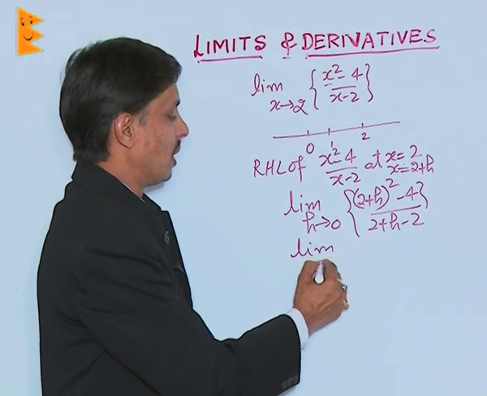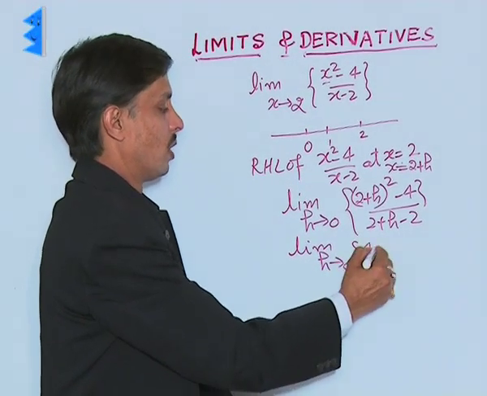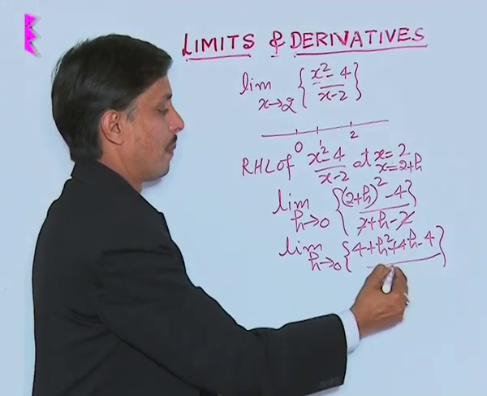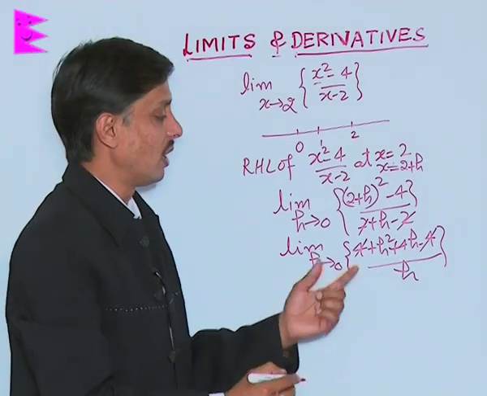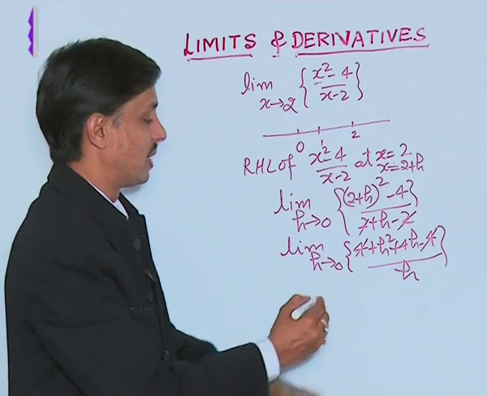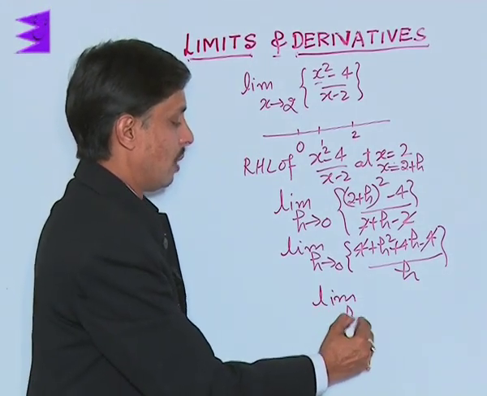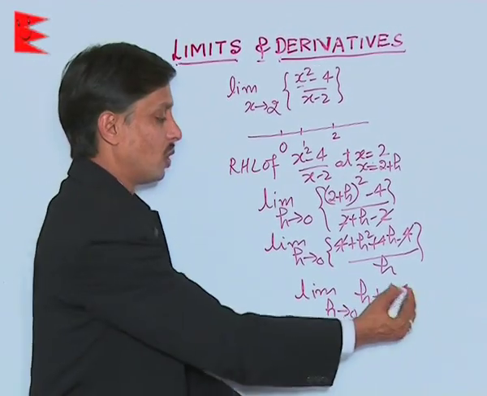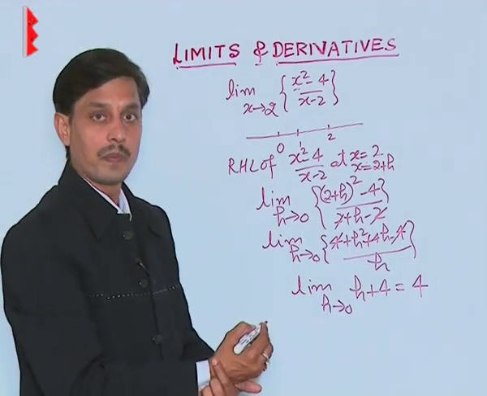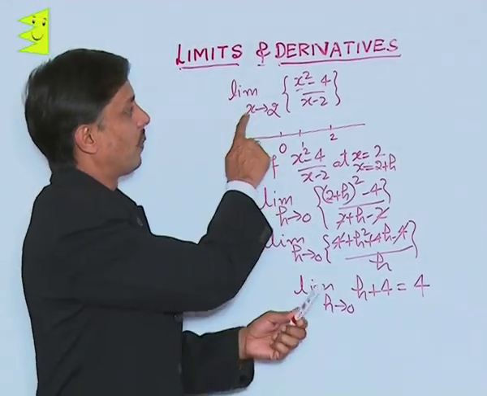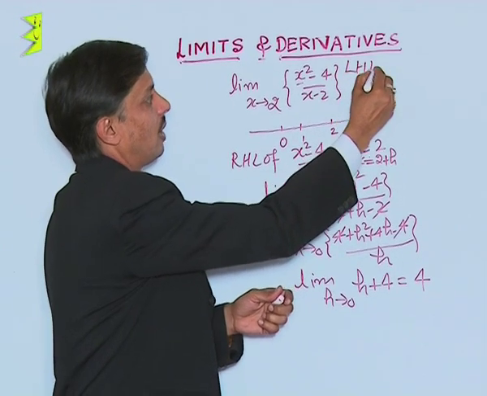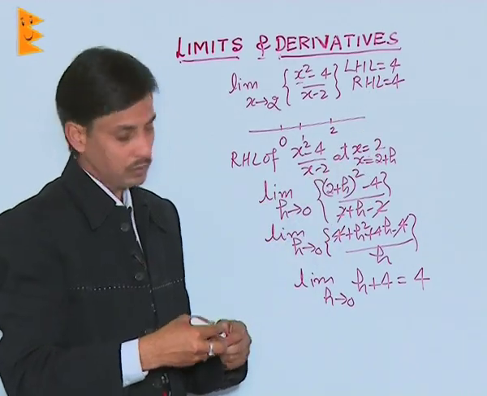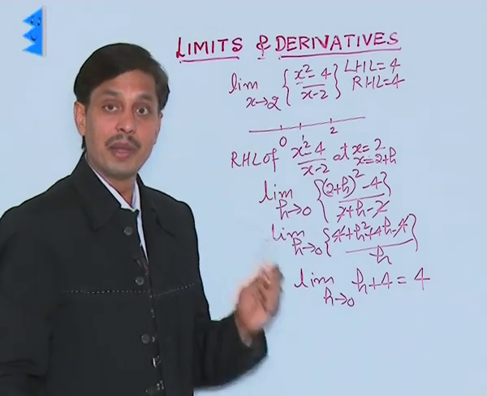This is coming out to be limit h tending to 0, 4 plus h square plus 4h minus 4 upon h. So ultimately, h will be common and will be cancelled with the denominator, and we will get limit h tending to 0, h plus 4. If h is supplied by 0, the right hand limit answer is 4. The left hand limit for this problem was 4, and its right hand limit is 4. Now, the value of the left hand limit and right hand limit are equal.